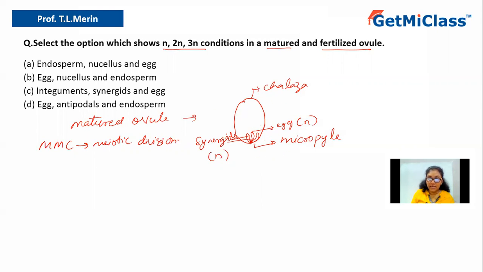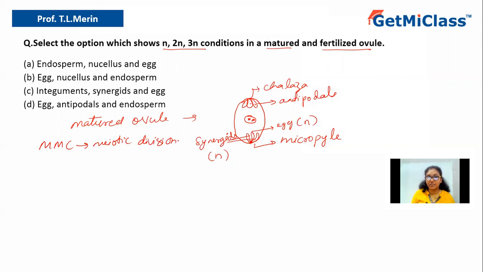Now, as I said, in the center you have the egg, and on either side of it the synergids. So synergids are haploid, egg is also haploid, and near the chalazal end again you have 3 haploid cells. These are called antipodals. These are also haploid. But in the center we have a 2 nucleated cell, that is called the central cell.